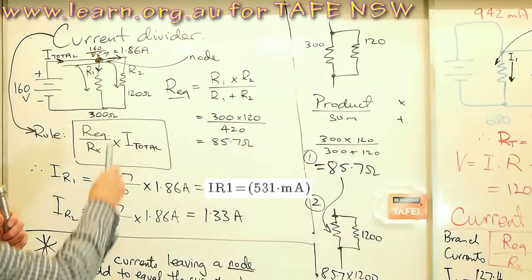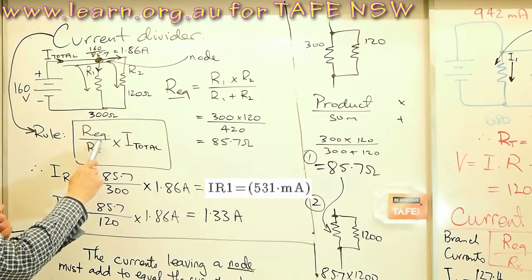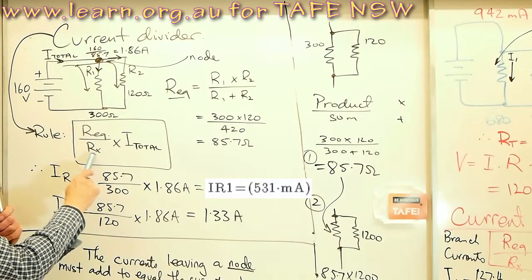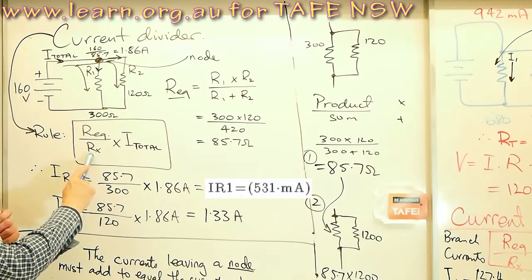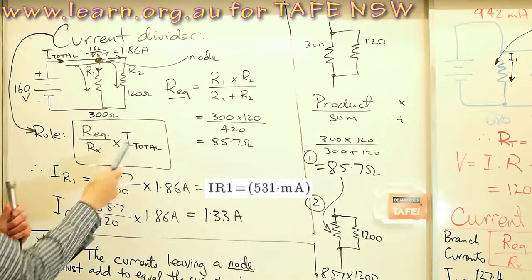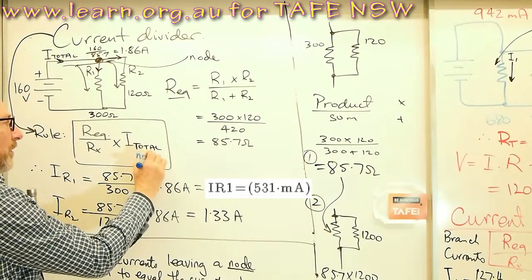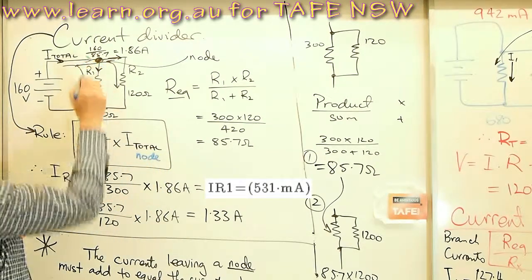And the current divider rule I've sketched up on the board: Req of the entire network divided by the resistor that you want to find the current going through, Rx, times I total, and I might just put there I node, because it's really the current which is coming into the node.